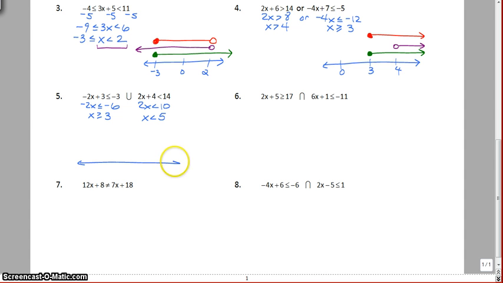Number line: 0, 3, and 5. X is greater than or equal to 3. X is less than 5.